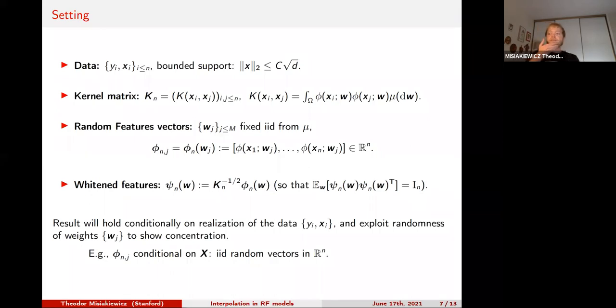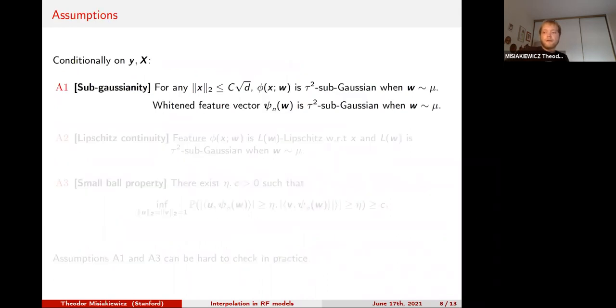We will show that the random features approximation concentrates on the infinite width solution conditional on the realization of the data, and instead exploit the randomness of the weights w_j to show concentration. To see how, phi_n(w_j) conditional on X are i.i.d. random vectors in R^n because the w_j are i.i.d. For our result to hold, we will only make assumptions about the feature map. These conditions only need to be verified conditional on X. I'll skip over them very quickly.